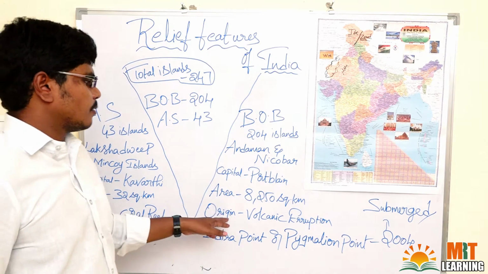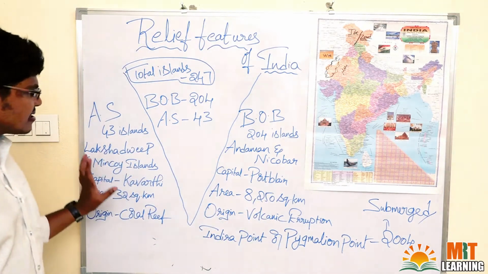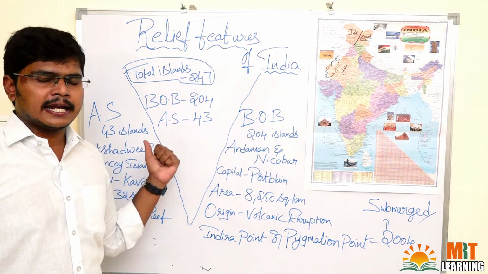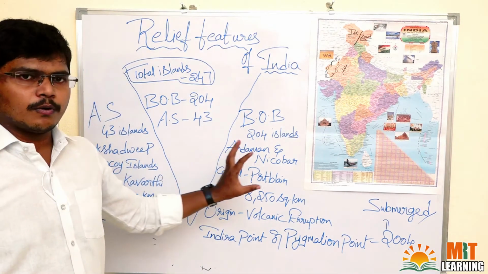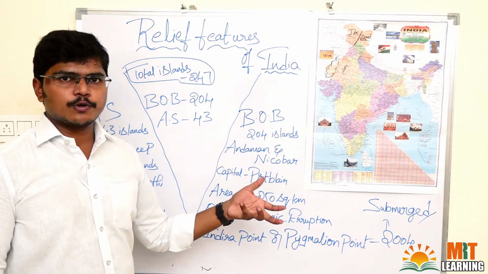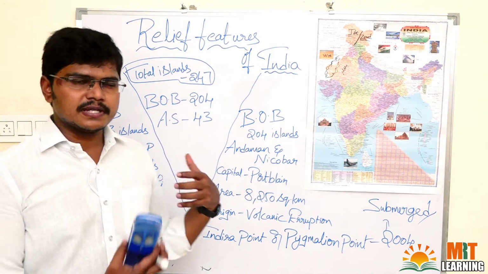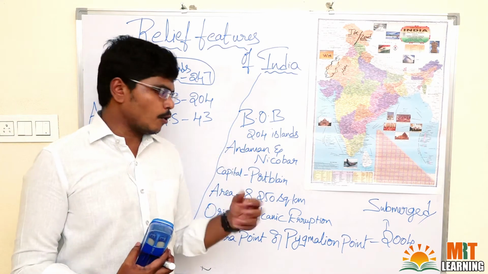So now see, what is the origin of Andaman and Nicobar? Volcanic eruption. So this is the complete info about the Arabian Sea Islands and Bay of Bengal Islands. These points are very important. And here about Andaman and Nicobar, some more points are there when compared to Lakshadweep. Lakshadweep we have very few points, but Andaman and Nicobar we have more points.